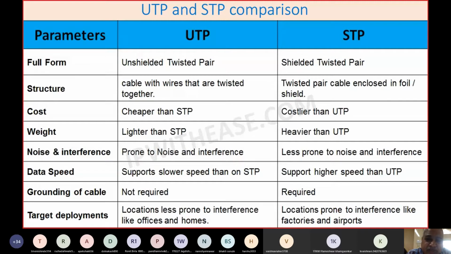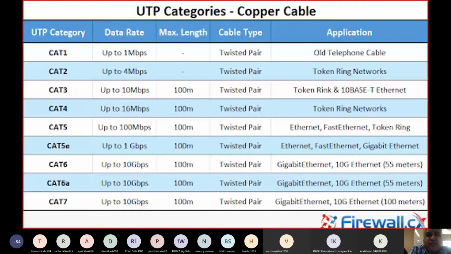Then grounding: it is not required in the case of UTP, but to take advantage of shielding, you must ground the STP cable, so it is required. Then target deployment, where it can be used. For locations that are less prone to interference, like offices and homes, you can go for UTP. But for locations that are more prone to interference, like factories or airports, where electrical machinery, machine noise, vibrations or similar things are present, it is better to go for STP for networking of cables. Then this is another way to give you an idea of how development has happened in UTP cables.